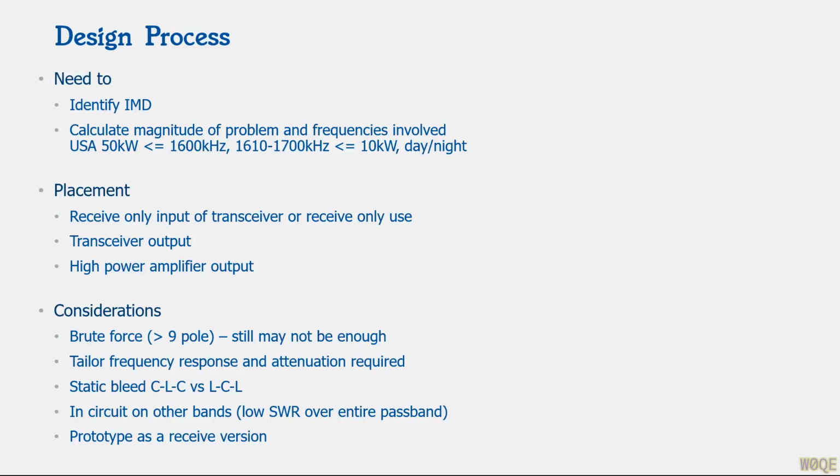In the United States, we have AM radio stations that are allowed to run as much as 50 kilowatts of power. Some run that power day and night. They operate at frequencies from the low end of the AM radio band all the way up through 1600 kilohertz. And from 1610 kilohertz to 1700, I believe the maximum power is 10 kW, and that's day and night. Some radio stations have to drop their power at night and some don't. So if you have IMD, you might have it worse in the daytime and not as badly at night.